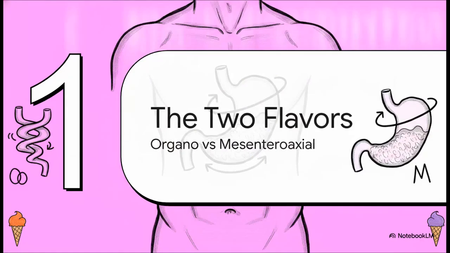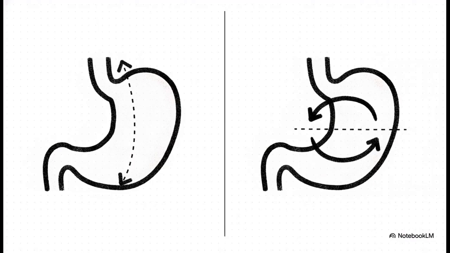All right, moving on to section 1, the two flavors, organoaxial versus mesenteroaxial. So gastric volvulus is basically the twisting of the stomach between its normal points of anatomical fixation. But for the boards, you've got to know that this twisting comes in exactly two distinct flavors. We have organoaxial and mesenteroaxial volvulus, and they are defined entirely by their axis of rotation.